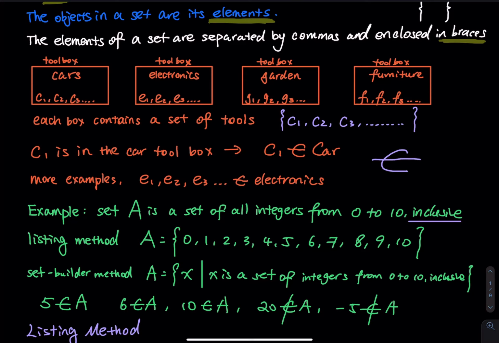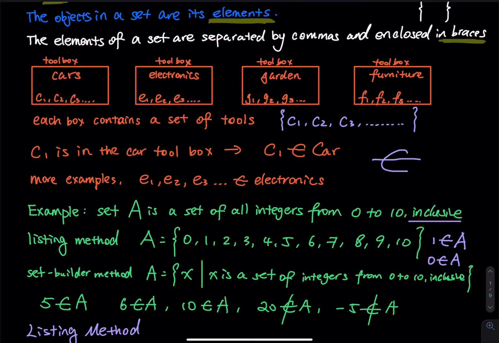How many elements do we have in set A? In set A from 0 to 10, if you count carefully, there are 11 numbers. That means there are 11 elements in set A. How do you describe 1 is an element of set A? You write 1 is an element of set A. That's how you write it. You can write 0 is an element of set A. That means 0, this specific element, is inside set A.